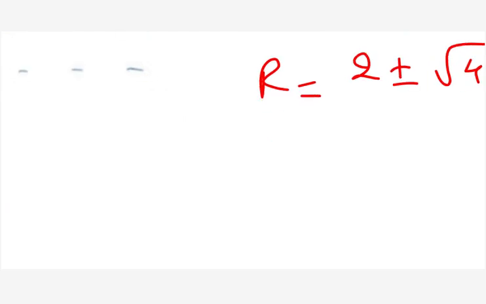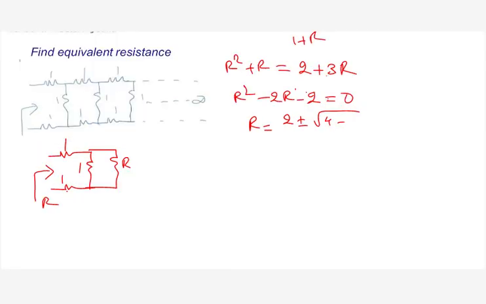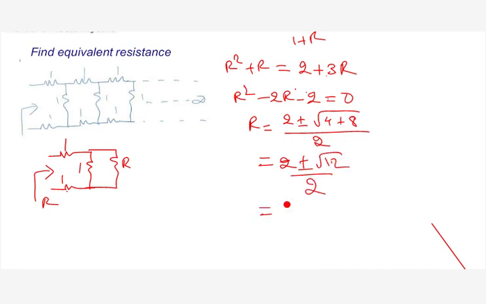So x equals minus b plus or minus root of b square minus 4ac, by 2a. That is 2 plus or minus root of 12 by 2, which is 2 plus or minus 2 root 3 by 2. If I cancel the 2s, it becomes 1 plus root 3. I'm neglecting the negative value, 1 minus root 3. This will be neglected.